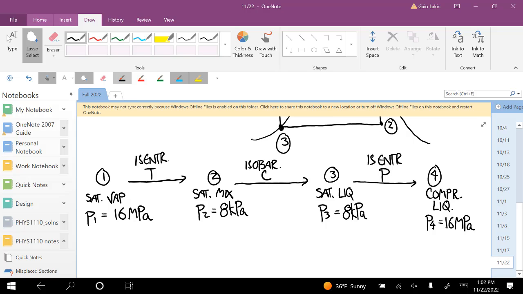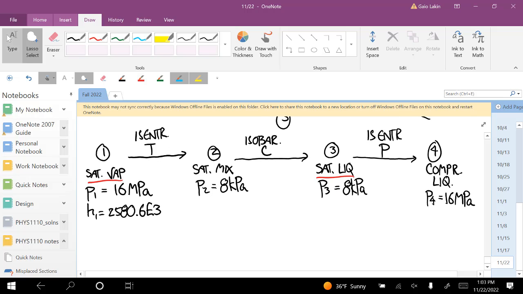And now it's all the exact same stuff again. We're trying to get the specific enthalpies. We can use the table already at state 1 and state 3. At state 1, the saturated vapor, H1 is 2580.6 times 10 to the third.